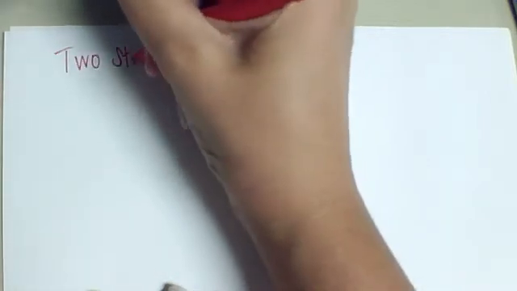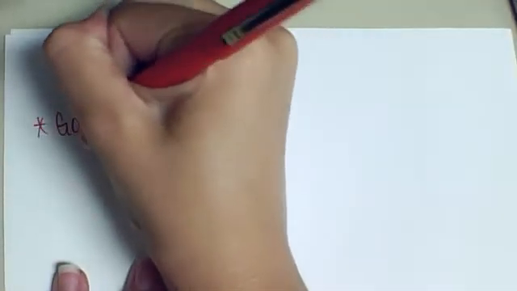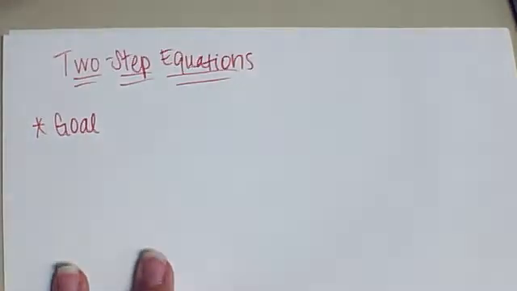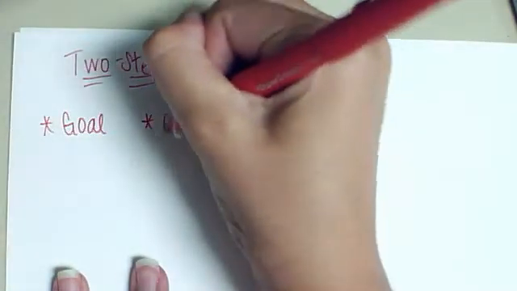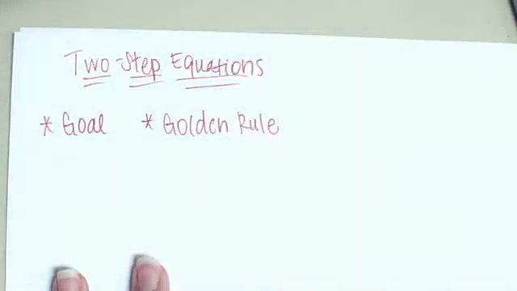Today in Algebra 1, we started talking about two-step equations. These equations are those that require more than one operation to get the variable by itself. In class, we talked about and reviewed some things like, remember, our goal for equation solving is to isolate the variable. And our golden rule, remember, was what we do to one side of the equation we do to the other.